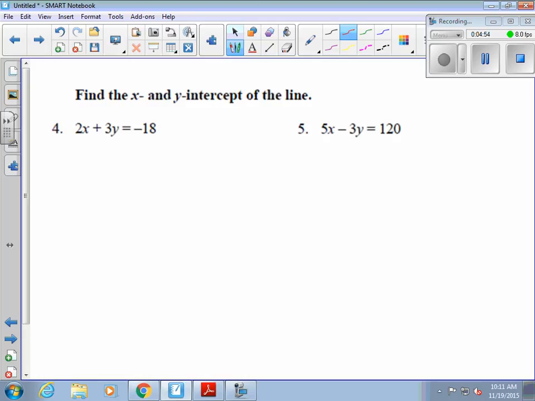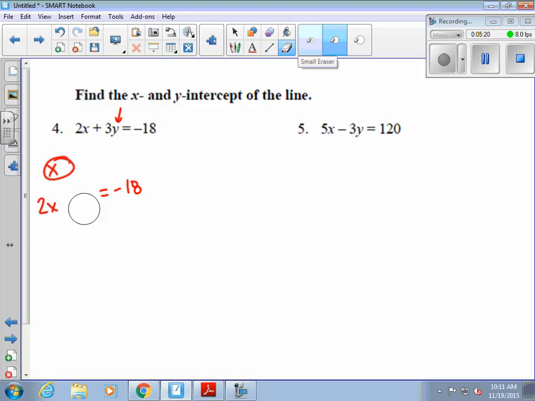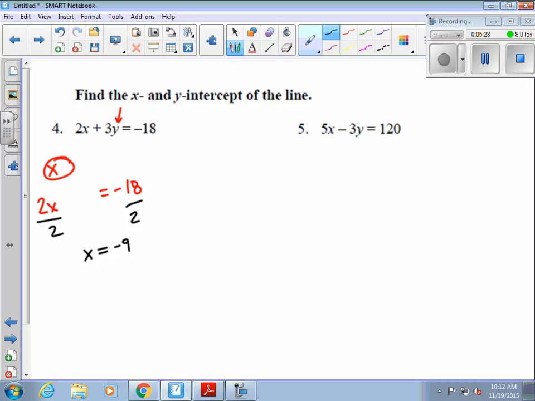Number 4 asks you to find the x and y intercepts. In order to find the x-intercept, you're going to plug in 0 in place of the opposite one, y. So 2x plus 3 times 0 will eliminate that part of the problem because it'll be like plus 0 is equal to negative 18. So 2x is equal to negative 18. To get your x-intercept, you divide both sides by 2. Your x-intercept is negative 9. That's where it crosses through the x-axis.